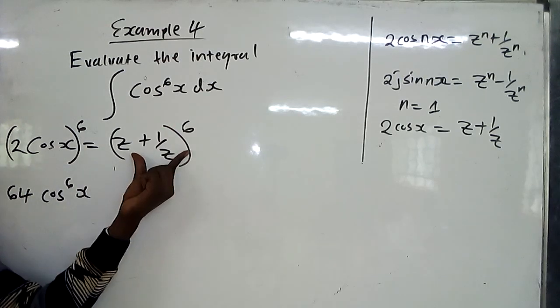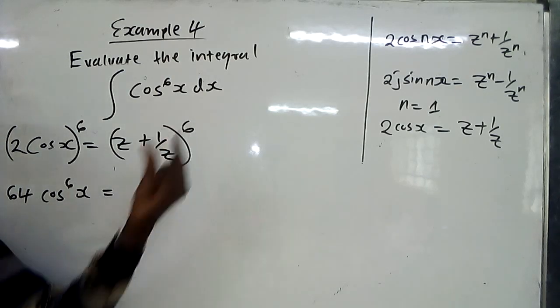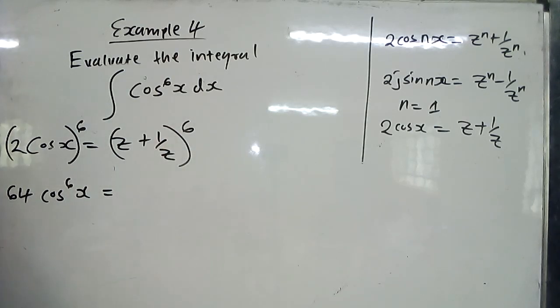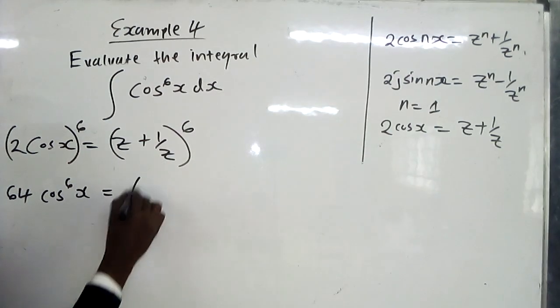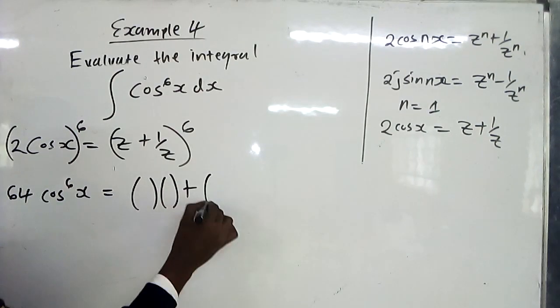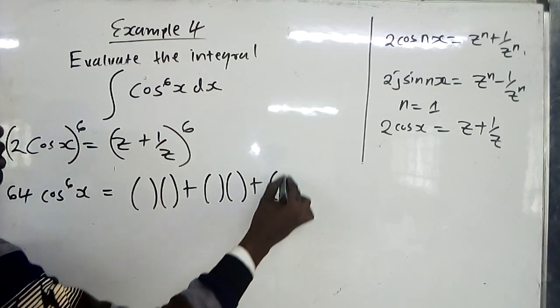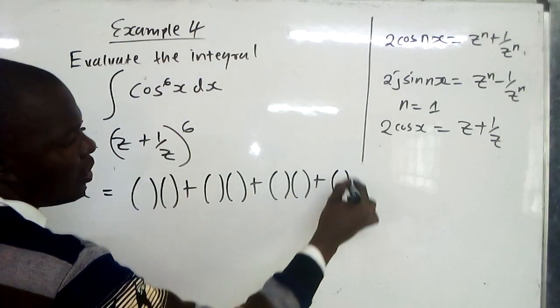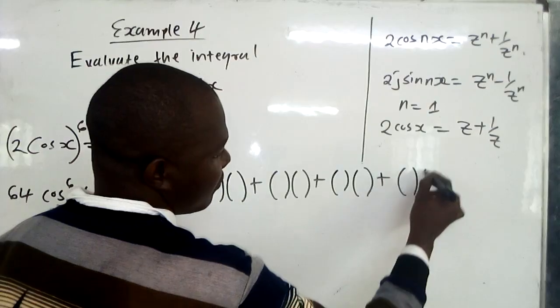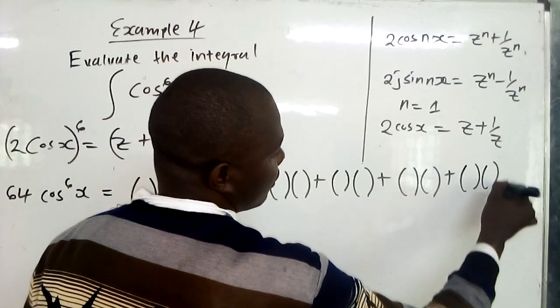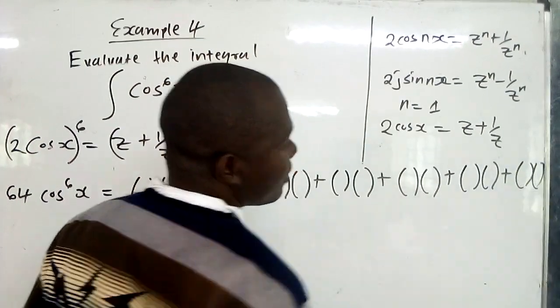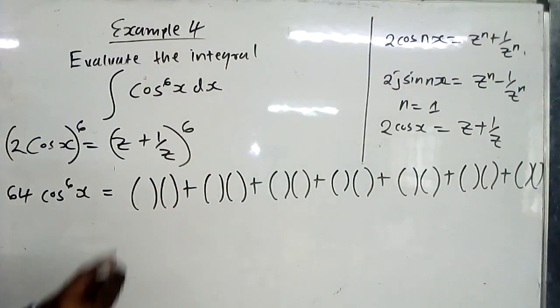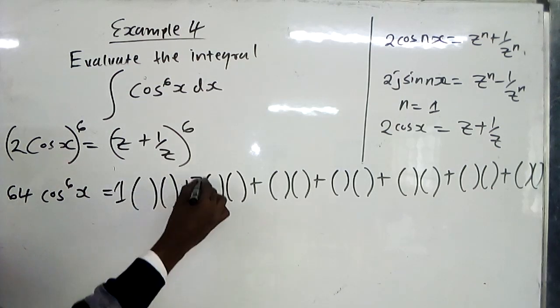Then you move to the right hand side of the equation. When you have power 6 in binomial, it means you have 7 terms, 1, 2, 3, 4, 5, 6, 7, isn't it? Then the coefficients. What are the coefficients? Give me the coefficients.